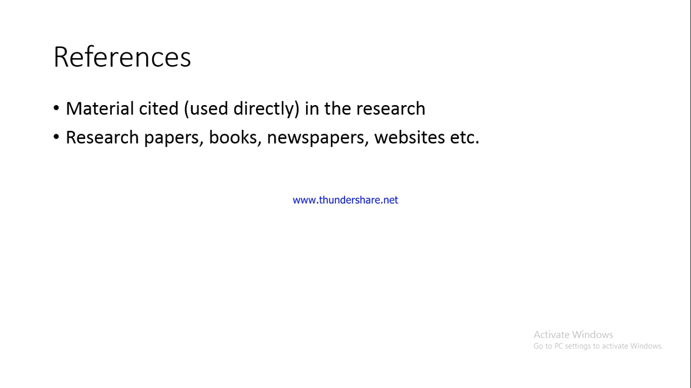It could be research papers, as I said, by some other researcher. It could be some particular portion of a book. It could be news that has appeared in a newspaper. It could be a website. So there can be so many sources from which you might be citing directly, which you might be using as it is in your research. So all these things you will have to mention here.